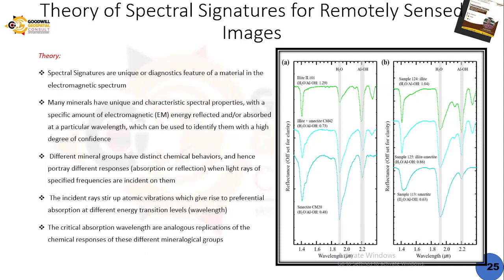Then halite plus smectite here has the deepest absorption around 2.2. So that is the diagnostic property of halite.